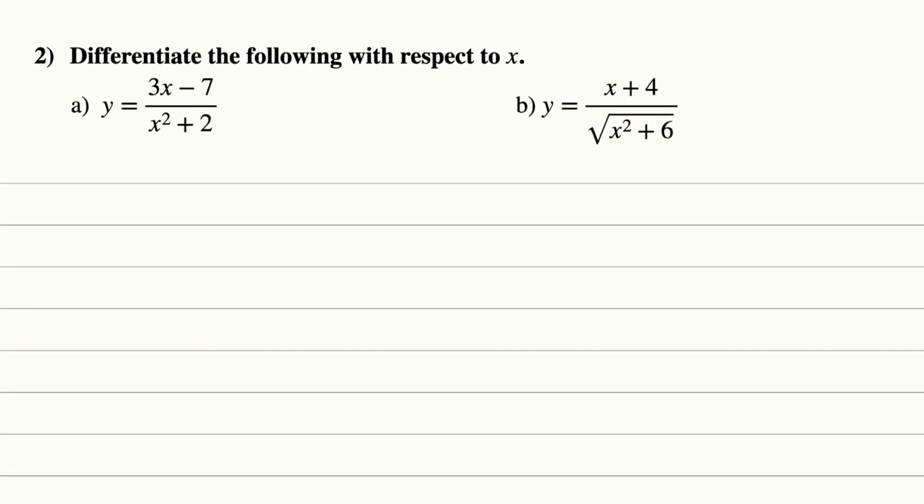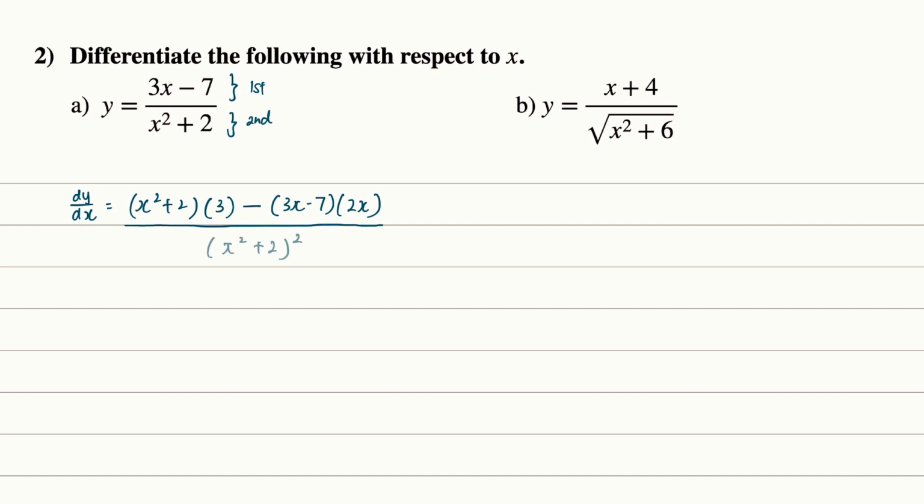In part A of this example, we can apply the quotient rule because they are quotients of two functions. So let's try to identify the first part, which is the numerator, and the second part, which is the denominator. Remember, keep the second part first, which is x squared plus 2, and differentiate the first part, which is 3. Quotient rule, we put a minus, and keep the first part, which is 3x minus 7, and then differentiate the second part, which is 2x, over the denominator squared, which is x squared plus 2 squared.